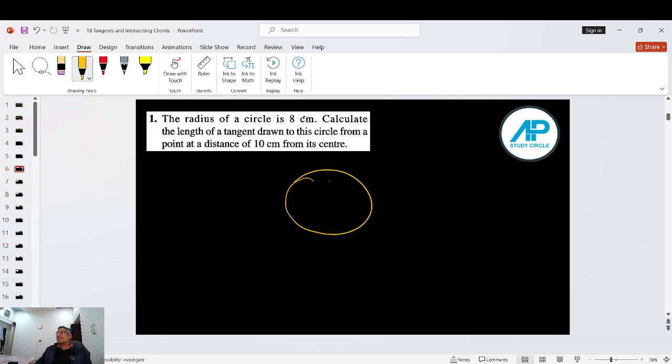The radius of the circle is 8. We need the length of the tangent drawn to this circle from a point P at a distance of 10 cm from the center O. The tangent touches at point T, and join OT. The radius is 8. This angle is 90. So OP is the hypotenuse. Simply apply the Pythagoras theorem. OP square equals OT square plus PT square.